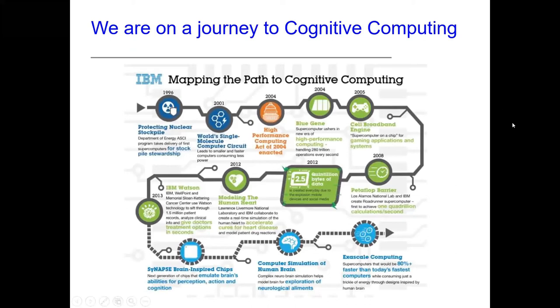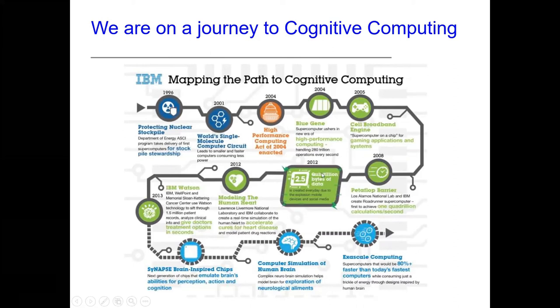So this is a journey into cognitive computing. Let's see how IBM adapted cognitive computing and how it became a huge hit. This is the flowchart. In 1996, IBM was working on protecting the nuclear stockpile. In 2001, the world's single molecule computer circuit. In 2004, high performance computing came into existence with Blue Gene. And 2008; these are all the technologies IBM was working on prior to cognitive computing.